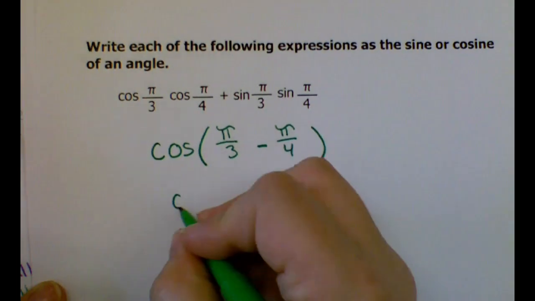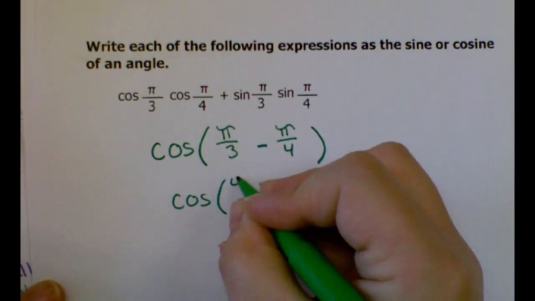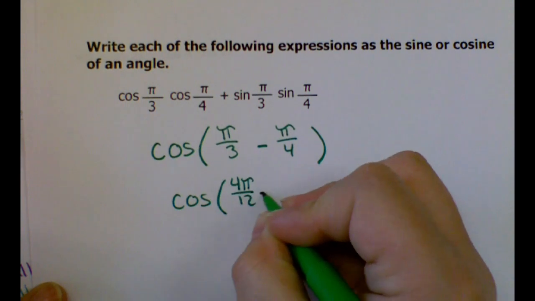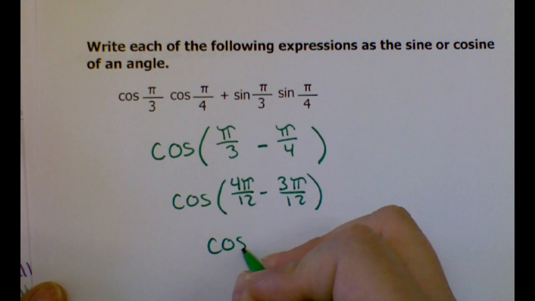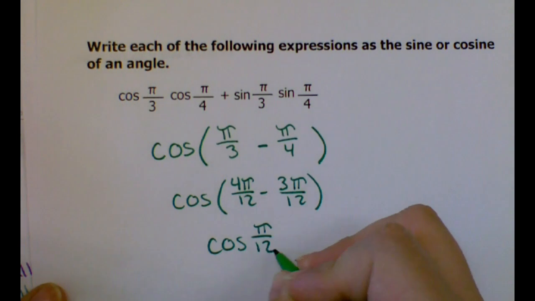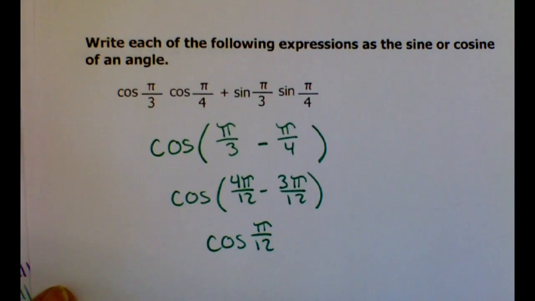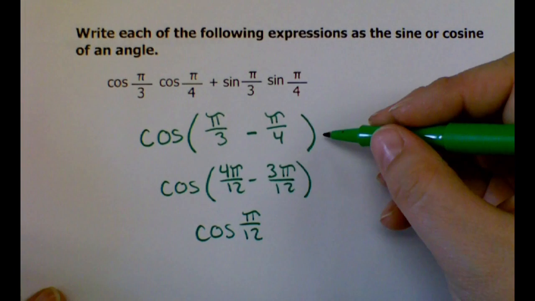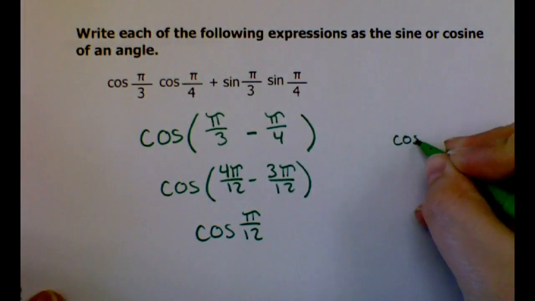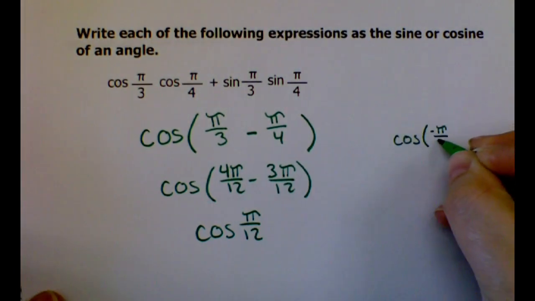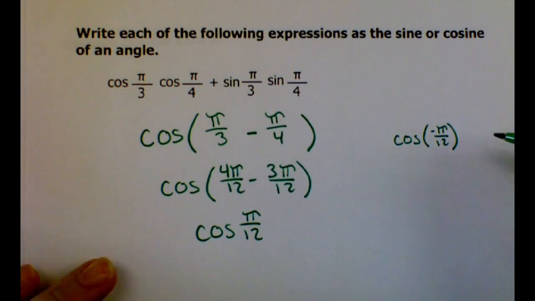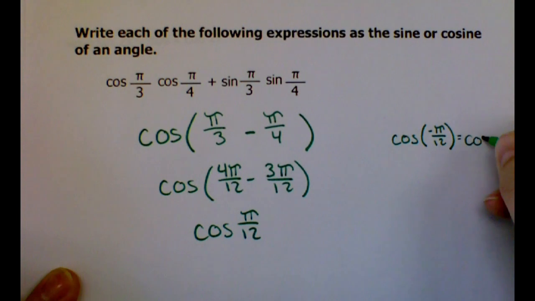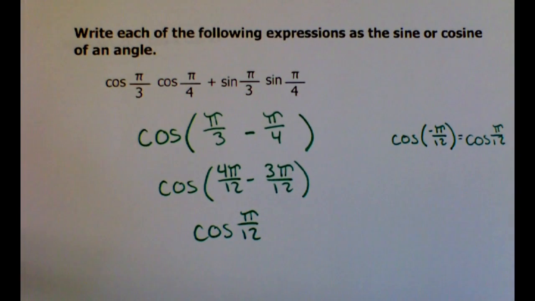I need a common denominator, so I'll turn it into twelfths. 4 pi over 12 minus 3 pi over 12, which makes the cosine of pi over 12. Had I subtracted the opposite way, I would have gotten the cosine of negative pi over 12, but the odd and even identities tell us that that is equal to the cosine of regular pi over 12. So it's fine. Either way works out.